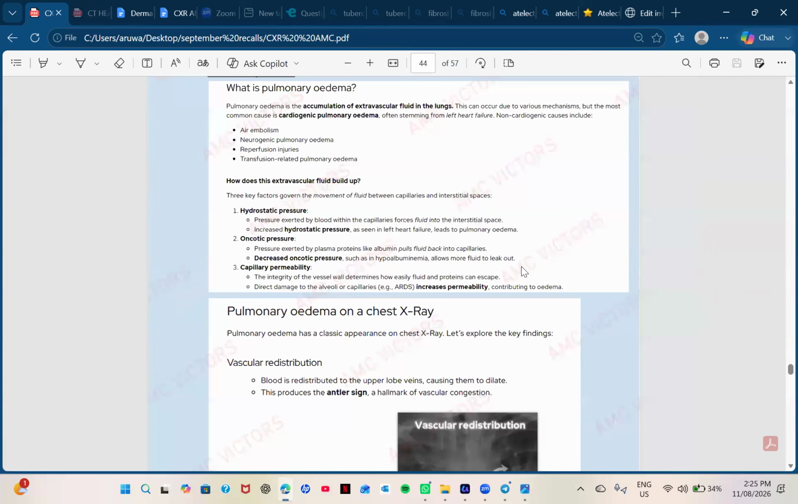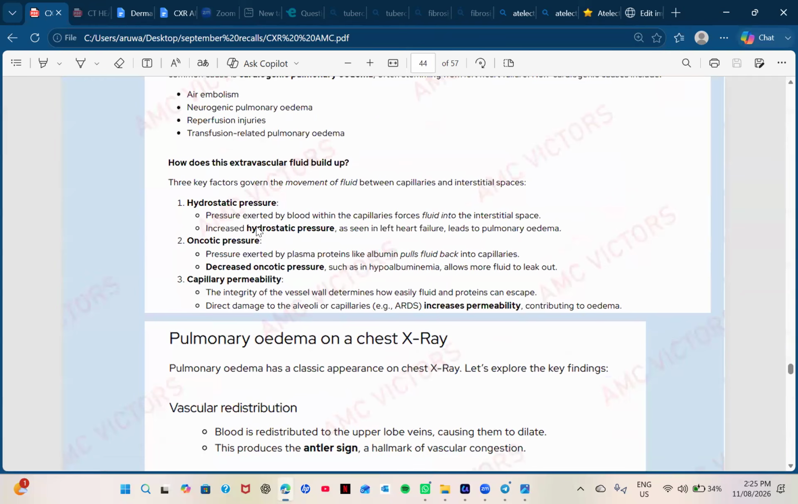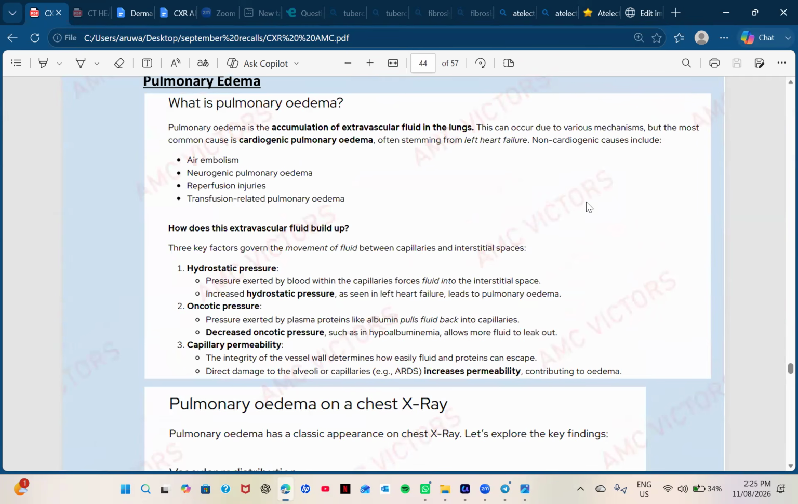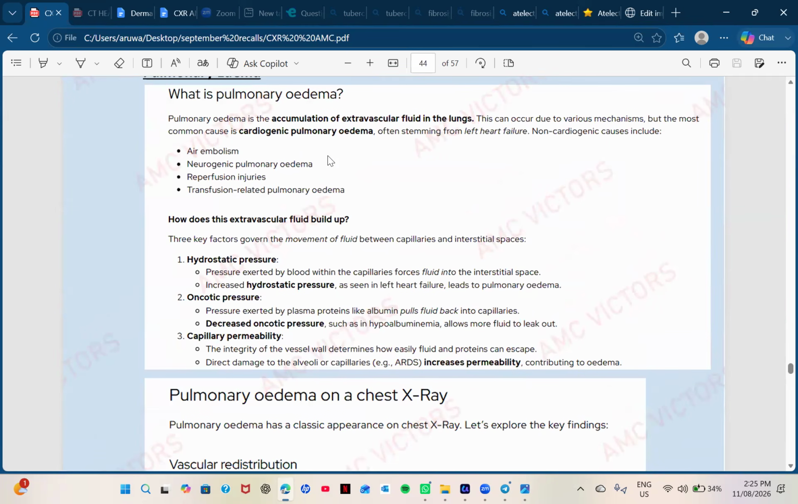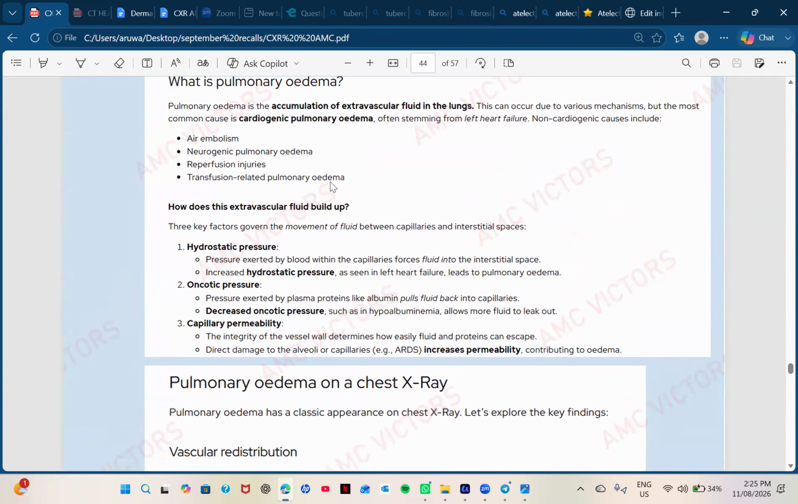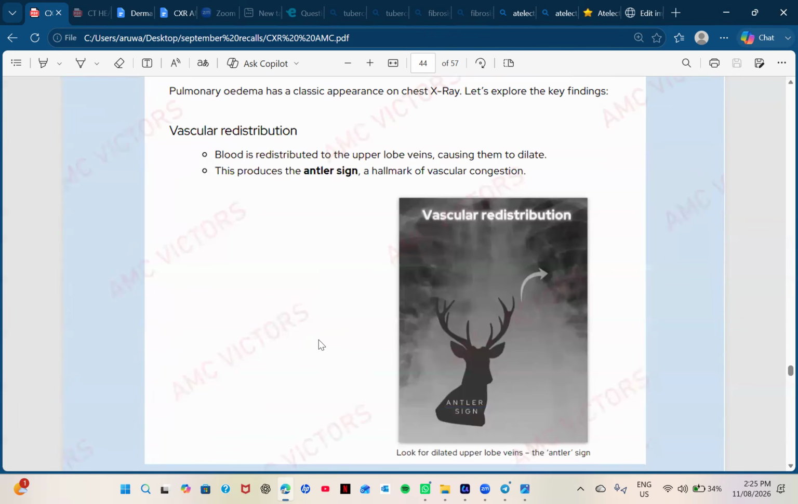Okay, so the other one is pulmonary edema. This is very important. Pulmonary edema is accumulation of extravascular fluid in the lung, right? That occurs due to various mechanisms, but the most common is cardiogenic pulmonary edema, often stemming from left heart failure. And other than that, there can be these causes as well: embolism, neurogenic pulmonary edema, perfusion, transition related pulmonary edema, right?